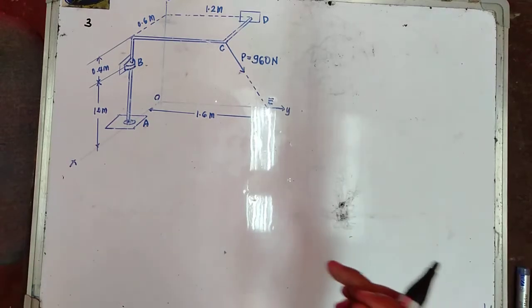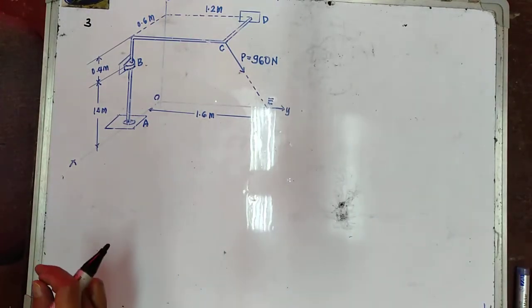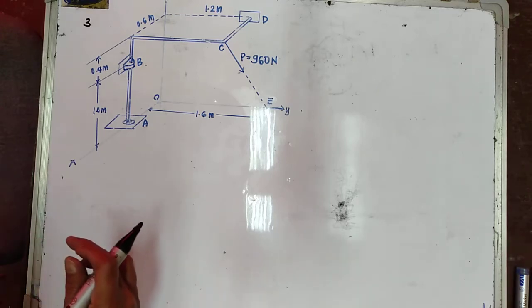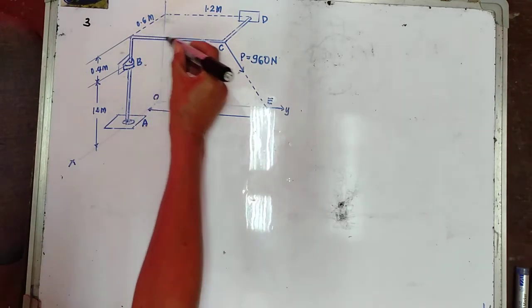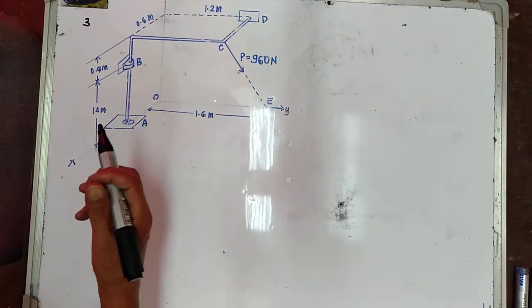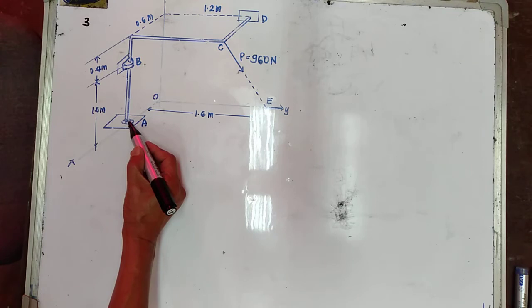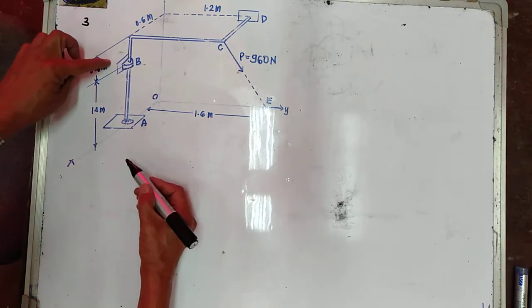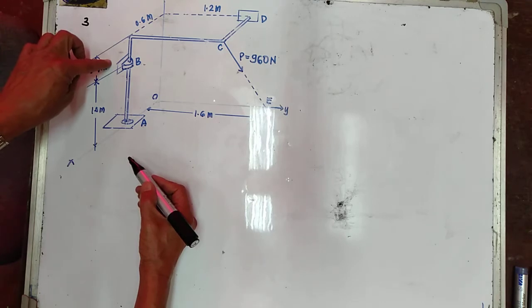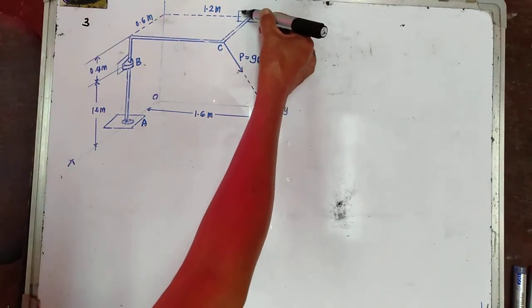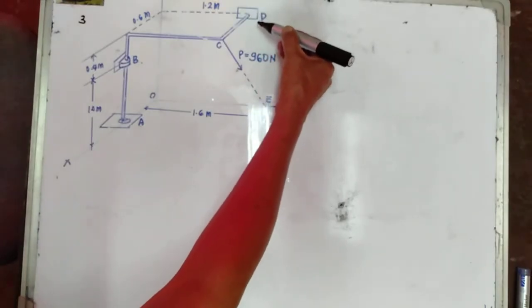This is now problem number 3. The bent rod of negligible mass is supported. So we have your bent rod in here. This is supported by a ball and socket at point A and a slide bearing at point B. The rod leans against a smooth surface at point D. So that one is a smooth surface.